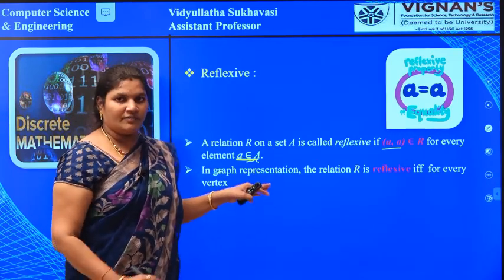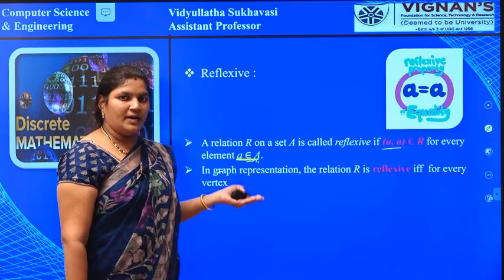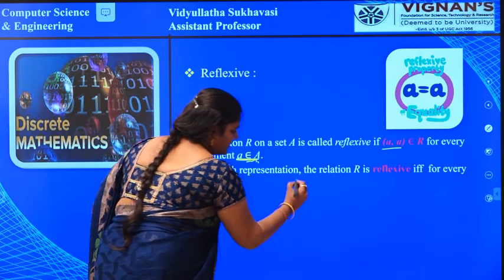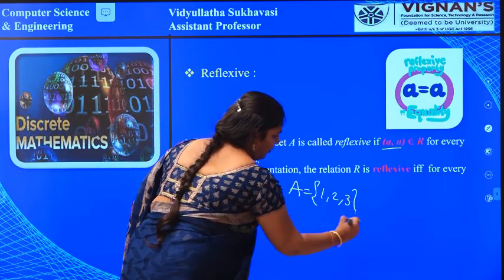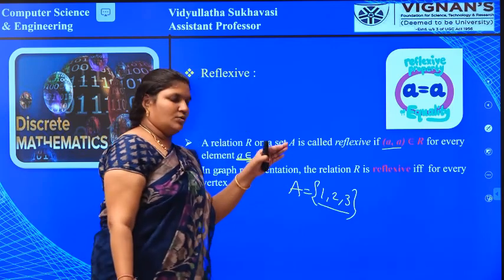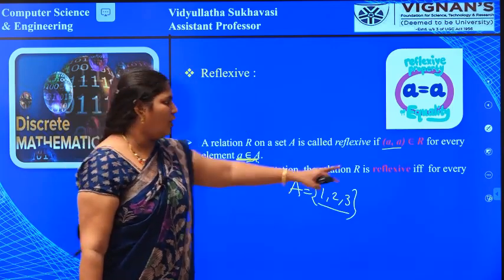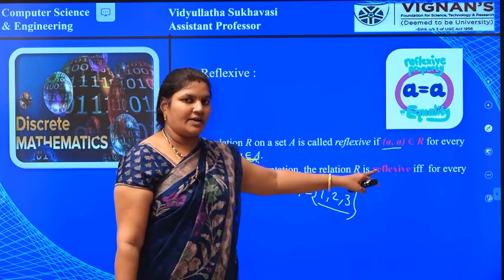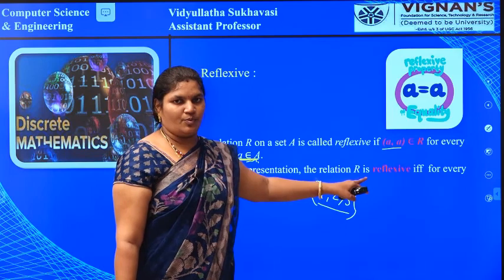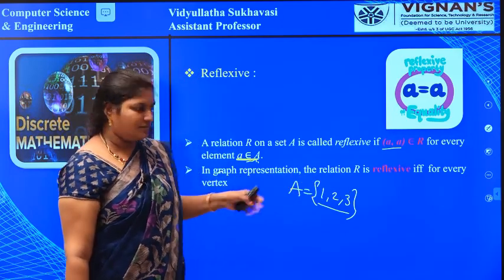Along with the reflexive ordered pairs, other elements can also be there. But whatever the elements in the set A equal to 1, 2, 3, that means whatever the set elements, those set elements all should be present in the relation R in the form of A comma A. Then only the given relation R will satisfy the reflexive property. Otherwise we will not say that it is reflexive.